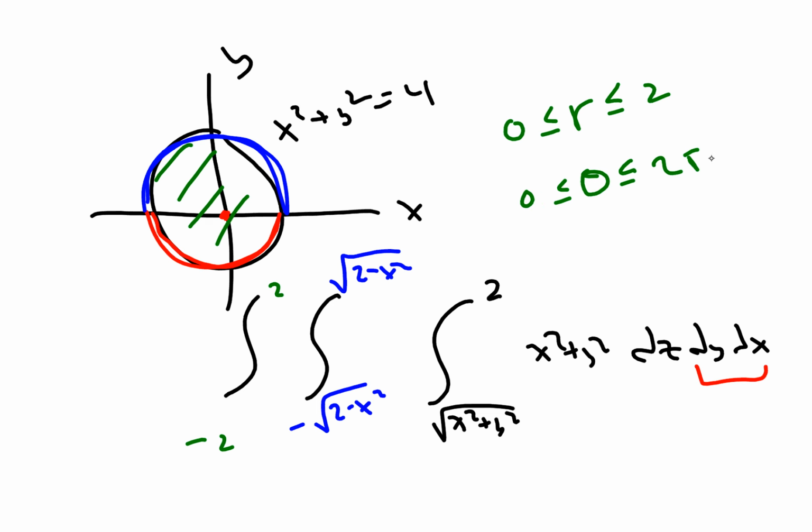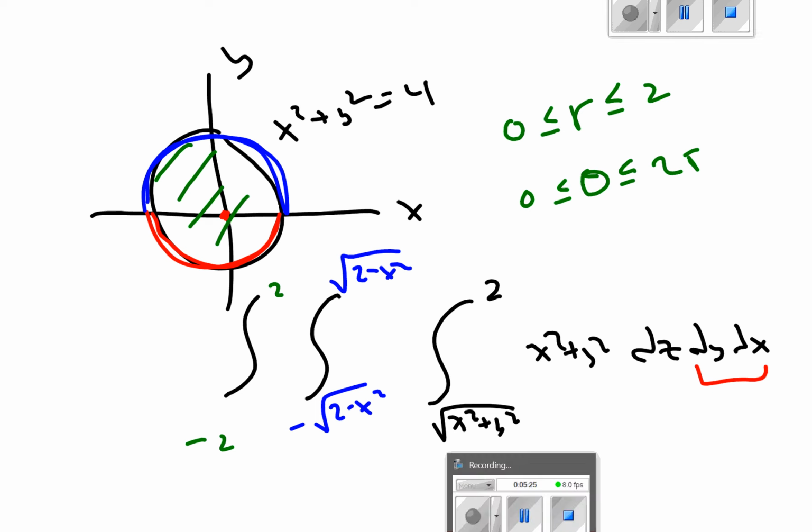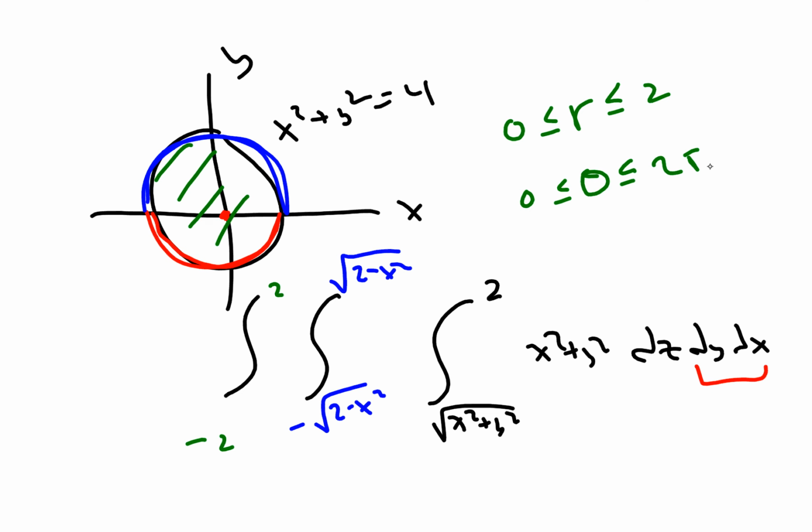So it seems worth it to rewrite this in polar coordinates. So that's what we're going to do. Don't forget also that x is equal to r cosine of theta and y is equal to r sine of theta. So fun little algebra.